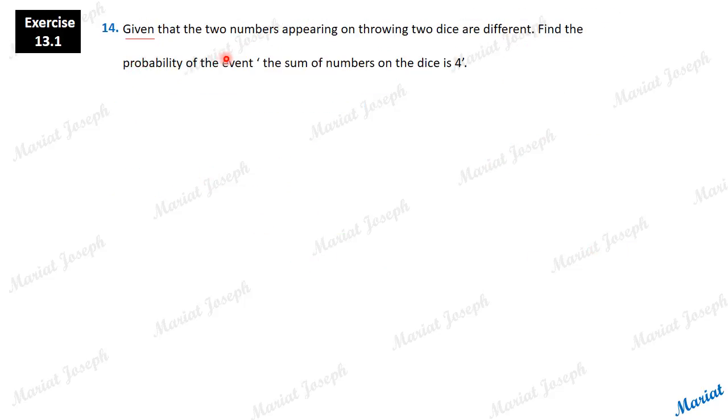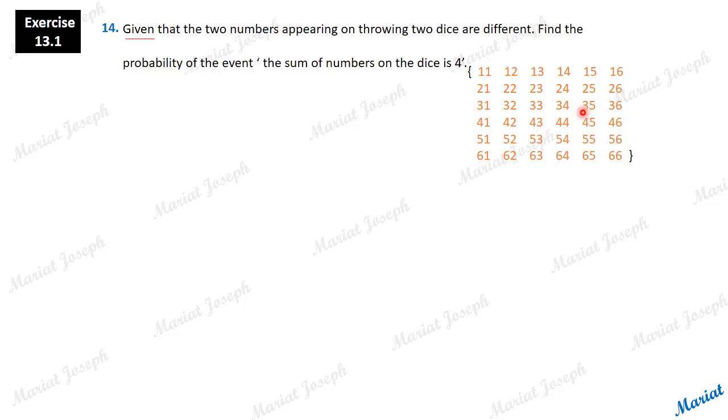Given that the two numbers appearing on throwing two dice are different, find the probability of the event: the sum of numbers on the dice is 4. Here, we need to find out the probability of getting the sum of dice 4, but under a given information. It is given that two numbers appearing on the two dice are different. Now, under this given information, when we are asked to find out this probability, it is a conditional probability.